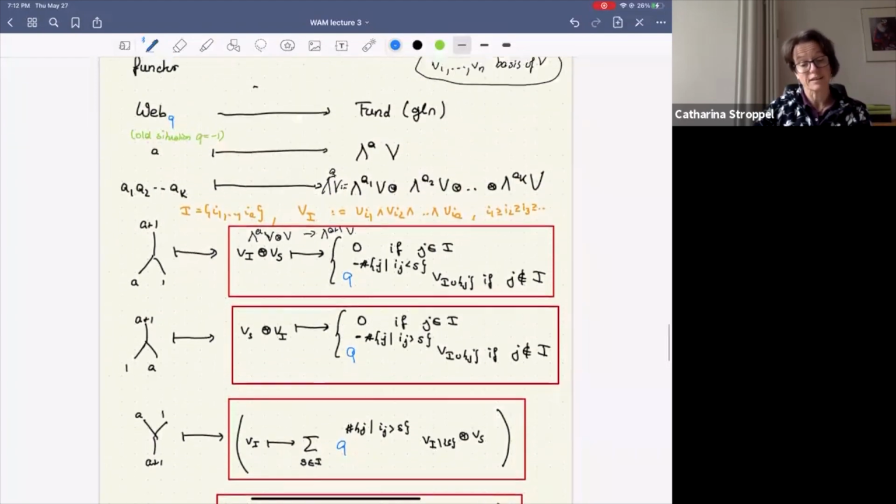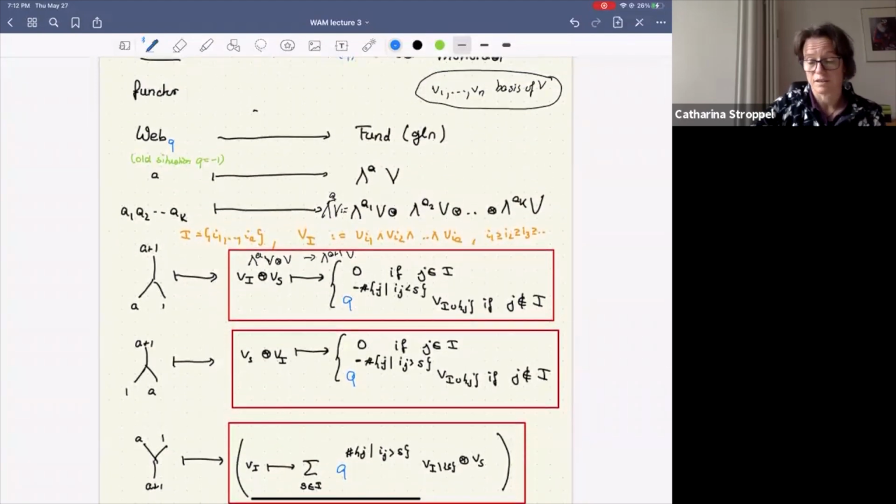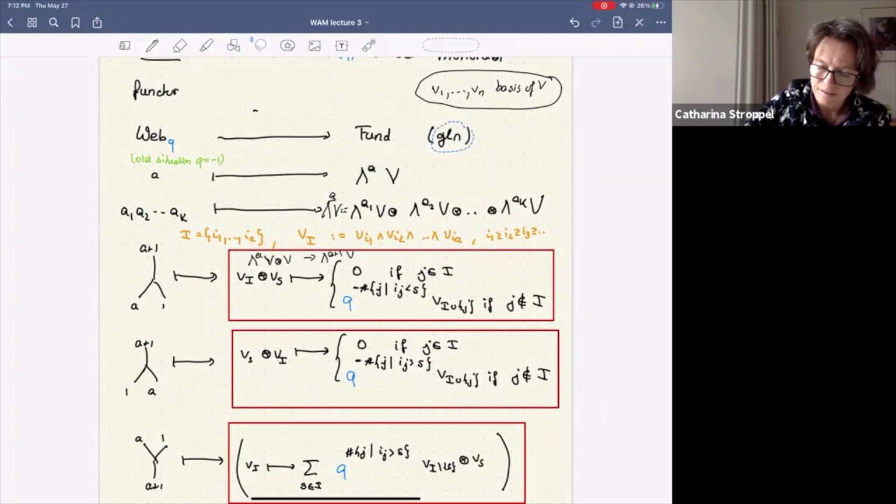So that means I have a functor which goes to this Fun GLN, where this Fun GLN is now Fun of UQ GLN. So it's this quantized version. Like this.